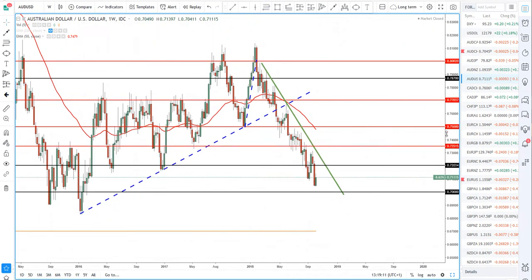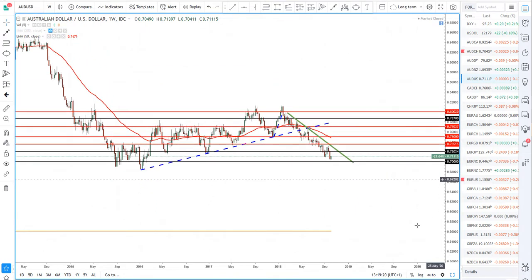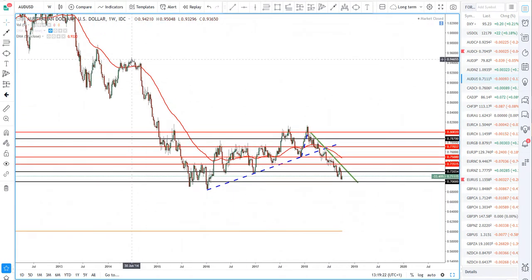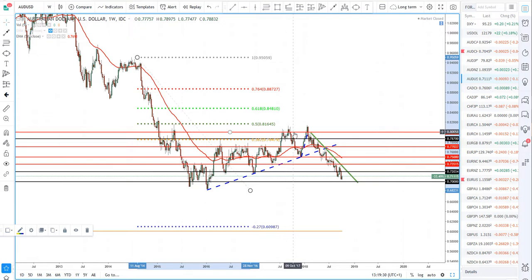The reason I say that is because these pairs don't just drop out of the sky and carry on dropping. They need to breathe. I just want to show you what I mean by this. If we zoom out here, we had this humongous drop from here to here, over several weeks. Bear in mind, this is the weekly chart. And we pulled back to this area here, which is the 382, just under 0.5.